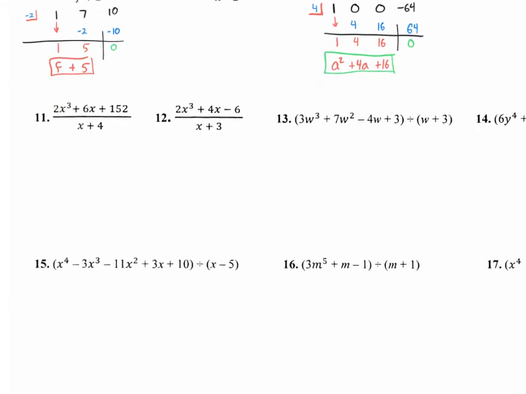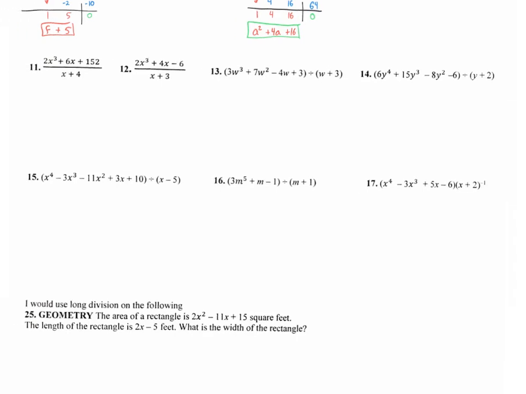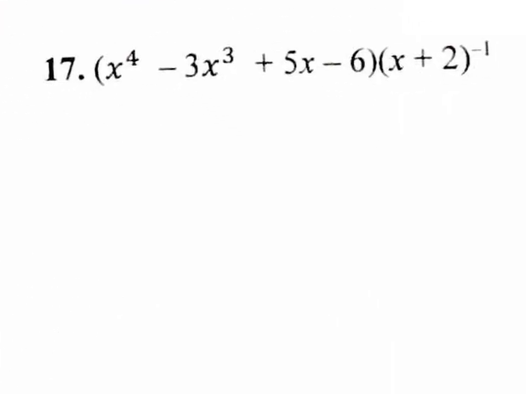Let's do another. Obviously, it gets a little more challenging, right? Let's go for one of the craziest ones. 17. So we have this polynomial divided by this binomial, and because the a value is 1, I'm going to use synthetic division.